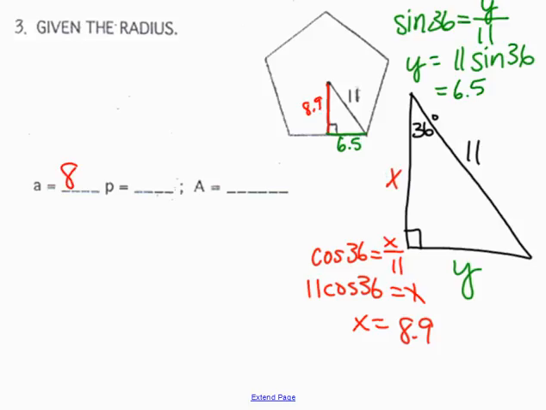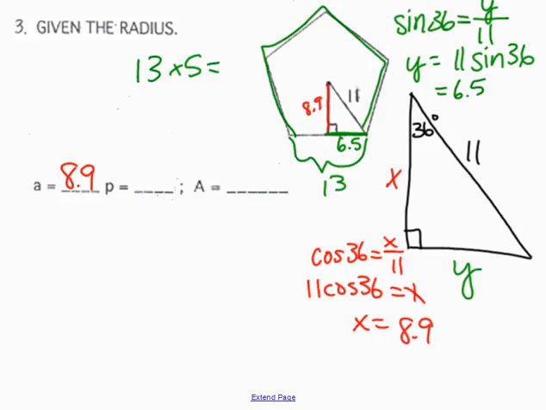So we have this. Now we need the perimeter. Well, it's 5 sides, and this little piece here is 6.5, so the whole thing is going to be 13 times 5. So then we do 13 times 5 to get the whole perimeter all the way around, and that equals 65.